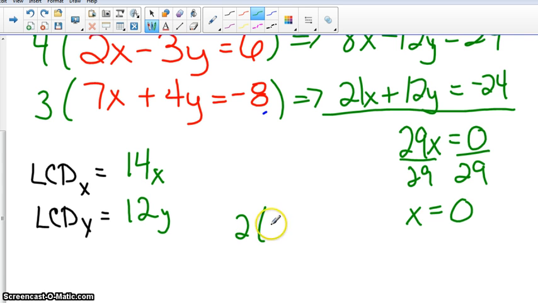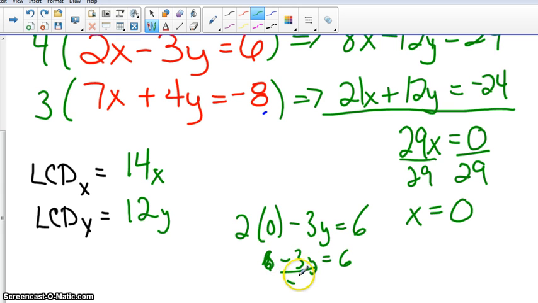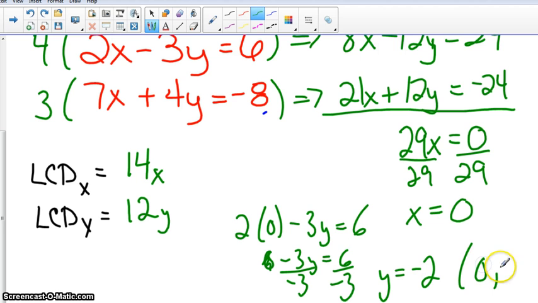And if I use the top one, this would be my equation. So 0 for x right here. And I end up with 0, negative 3. Alright, and so this is 0, goes away. Divide by negative 3, and y equals negative 2. So 0, negative 2 is my answer.